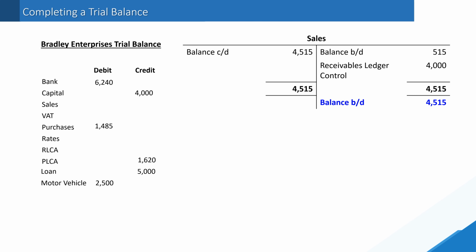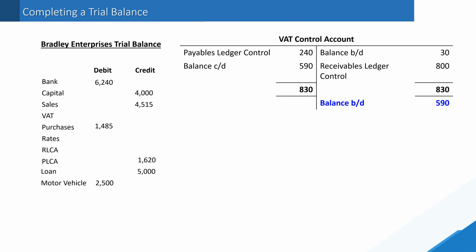The sales account again has been updated to reflect the credit transactions that have taken place during the period. The balance brought down is £4,515 as a credit in the ledger account, and that will be recognised as a credit in the trial balance. The VAT control account shows a balance brought down on the credit side in this question. It recognises the liability we have towards HMRC, and it will be shown on the credit side of the trial balance.